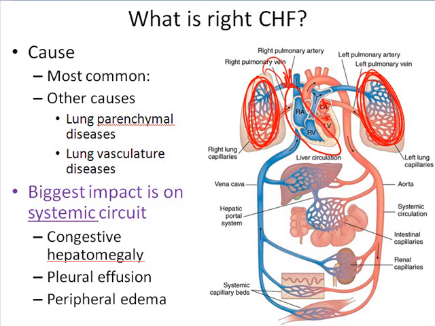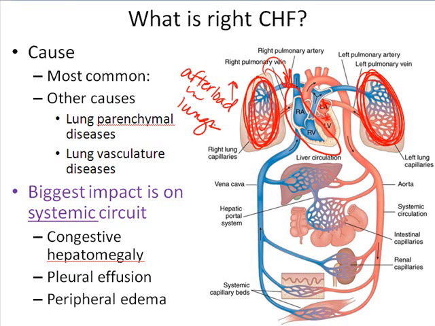Sometimes people can have chronic obstructive pulmonary disorders, for example, and that can lead to problems. So parenchymal diseases of the lungs can lead to right congestive heart failure. Vascular diseases in the lungs can also lead to this. Anything that increases the afterload in the lungs is of course going to increase the amount of work that the right side of the heart has to do to try to overcome that afterload to get blood into the lungs.